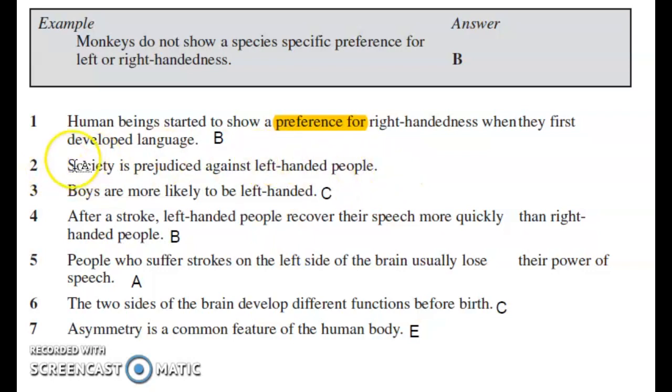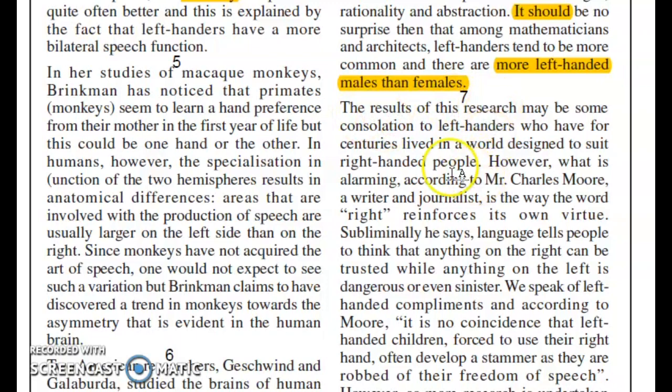We are remaining with only one question. Second question, society is prejudiced against left-handed people. Prejudiced means there is a discrimination for left-handed people. So let's find out whether it is there or not. For this, read the whole 7th paragraph. The results of this search may be some consolation to left-handers who have for centuries lived in a world designed to suit right-handed people. Some consolation to left-handers means there is something wrong with the left-handers in the society.